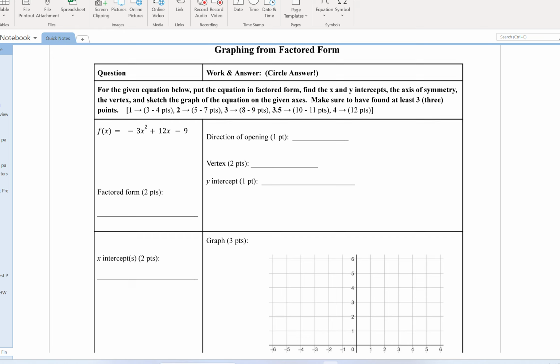This is a video on how to graph from factored form. So if we look at the instructions, it says for the given equation below, put the equation in factored form, find the x and y intercepts, the axis of symmetry, the vertex, and sketch the graph of the equation on the given axes. Make sure to have found at least 3 points. And then this is the point breakdown that you will get on the test according to how many points you got within this section.